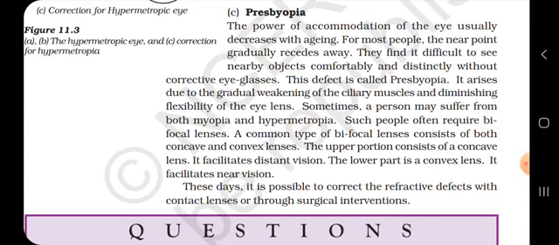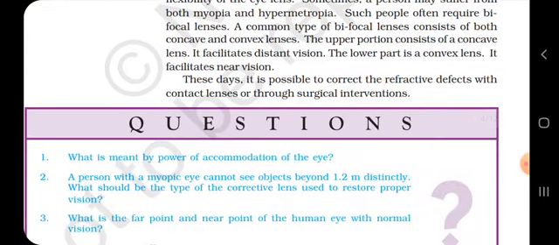Presbyopia is due to the weakening of the ciliary muscles, usually seen in old age people. We are using the bifocal lens for the correction of this defect. Bifocal stands for both the convex and the concave lenses. The upper portion is the concave lens, which facilitates the distant vision. The lower part is of a convex lens, which facilitates the near vision. It can also be removed by a contact lens or a surgical operation.